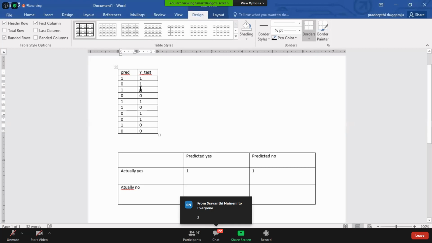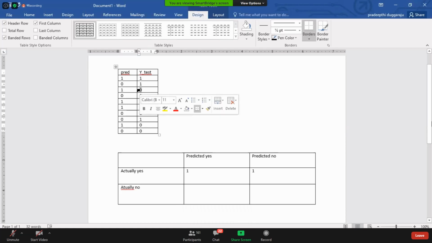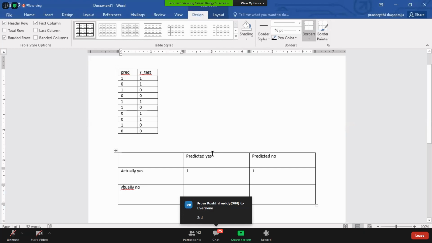Now the third one. Actually it is 0, but it predicted as 1. So actually that will be 0, but predicted as 1. That will be in the third cell. Actually, that is no, but predicted as yes. Now, fourth one. Actually, it is 0, predicted as 0. So actually no, and predicted also no. So that comes in this cell. Fine. So first 4 are done. 1, 2, 3, 4.